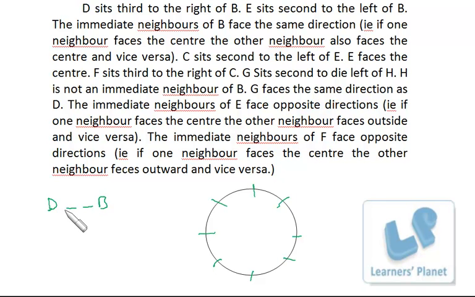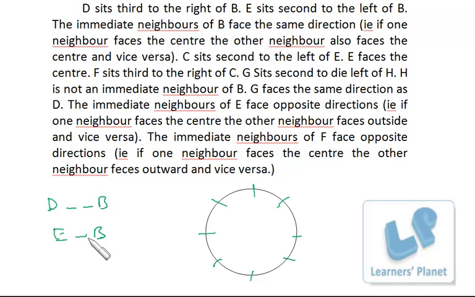Okay, E sits second to the left of B. Further, between E and B, there is just 1 person. The immediate neighbors of B face the same direction. That means if one neighbor faces the center, the other neighbor also faces the center and vice versa. See what is happening over here.